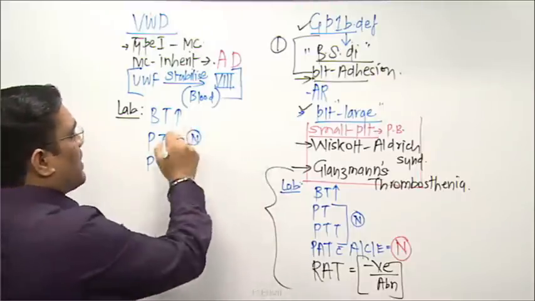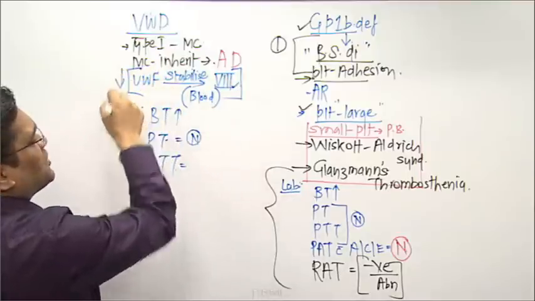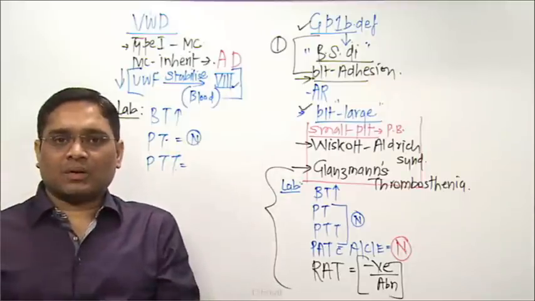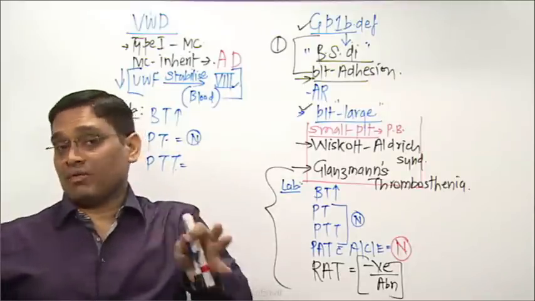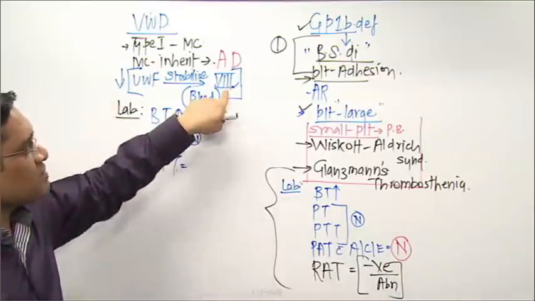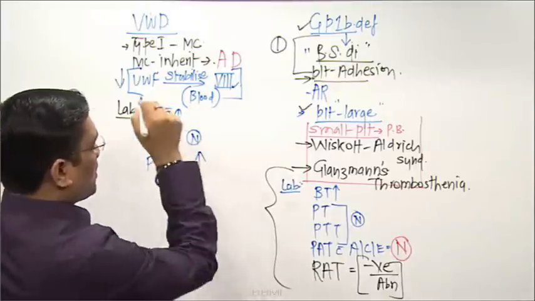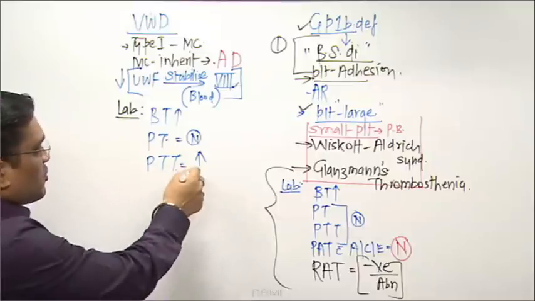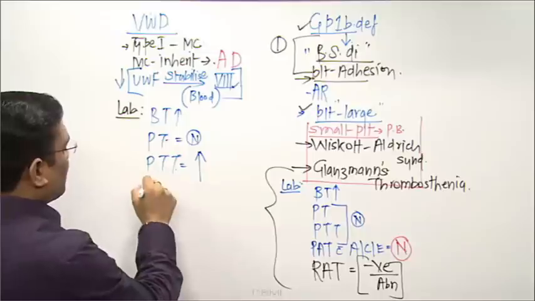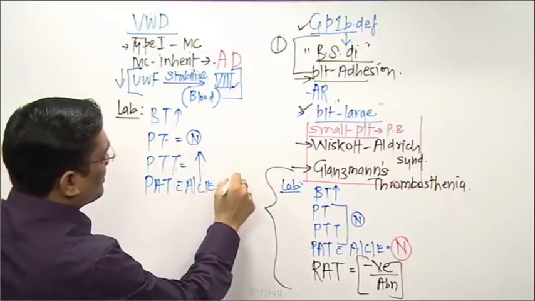Prothrombin time is normal, but PTT, because von Willebrand factor is deficient, factor 8 will be inactivated soon. So the patient will behave like hemophilia A, factor 8 deficiency. Because of that deficiency, PTT will be prolonged in von Willebrand disease. PT normal, PTT prolonged.